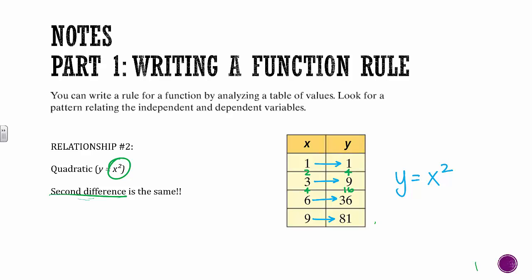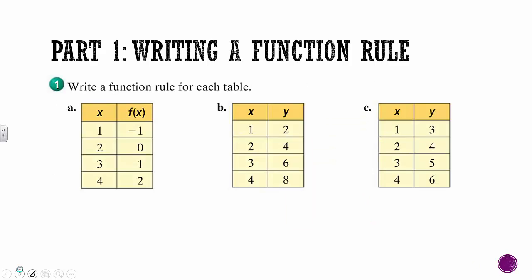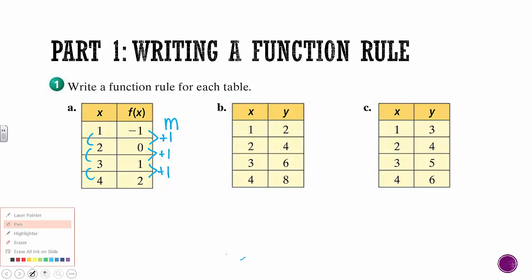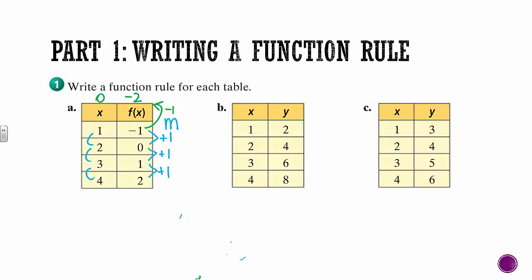Most of the ones you're going to do have a linear relationship, so that's the one we're going to focus on the most. So write a function rule for each table. So the first thing I'm going to notice is all of these go up by 1. That's good. And then try to find your first difference here. So I'm going to add 1, add 1, add 1. So remember that's your slope. And then the other thing you want to look at is where x equals 0, not where y equals 0. But remember, sometimes you'll have to go backwards. So for this one, instead of adding 1, I'm going to subtract 1. So it's negative 2. So my equation is y equals 1x minus 2.